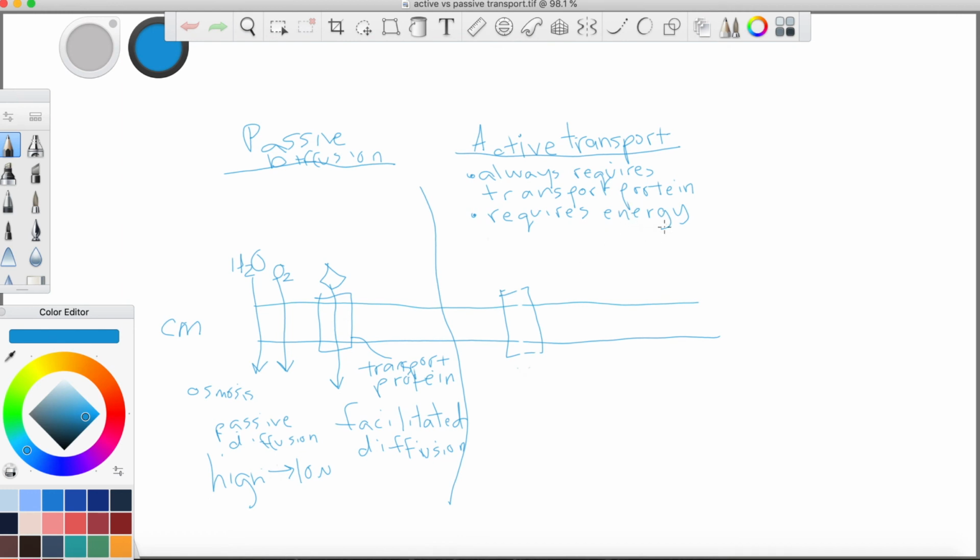Now, I do want to mention also that this energy can either be in the form of ATP or potentially even through reduction oxidation reactions. So keep that in mind. We'll talk about this more in chapter 7. But in any case, here's our transport protein.